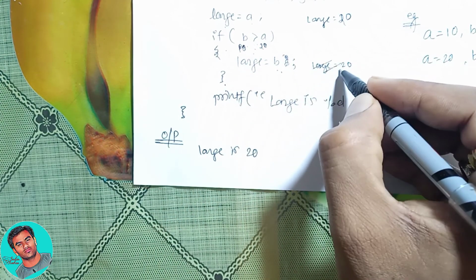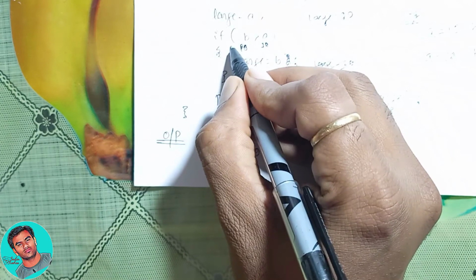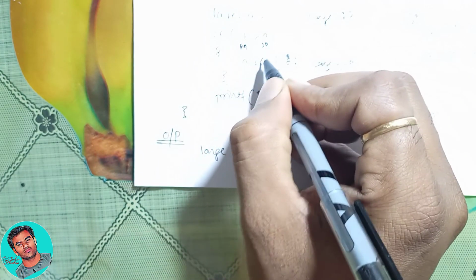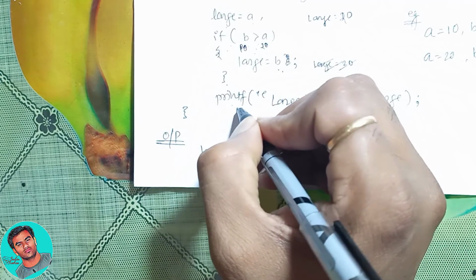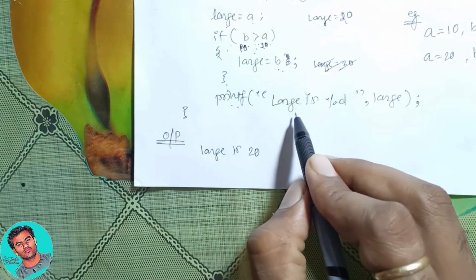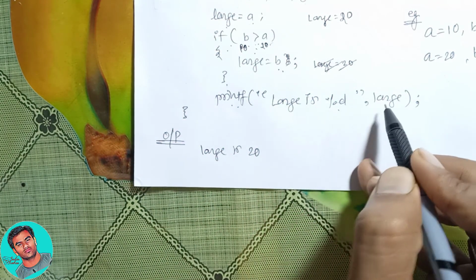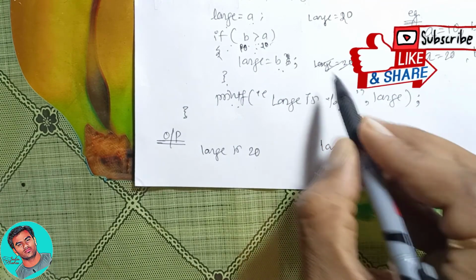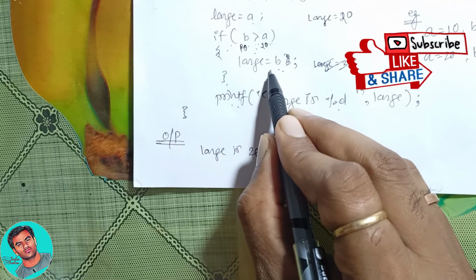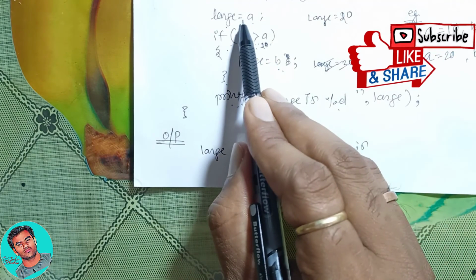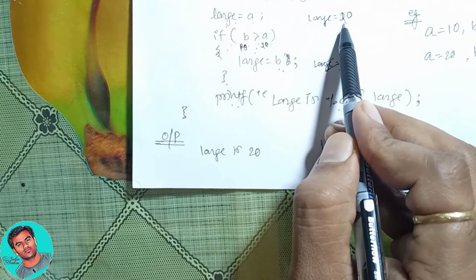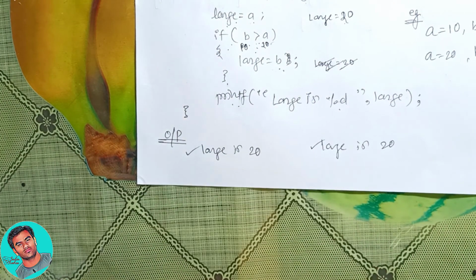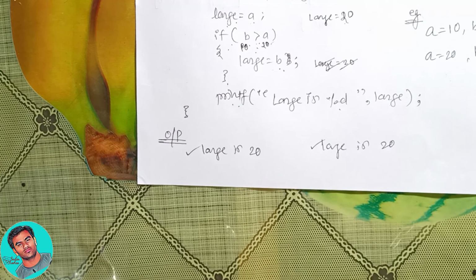The program directly comes here, as the condition is false, this code is not executed, the program continues from here, and here it prints large is %d and the value is large. So as this code didn't get executed, the value of large is a, and the value of a is here 20. So this is the output of an if statement in both the cases.